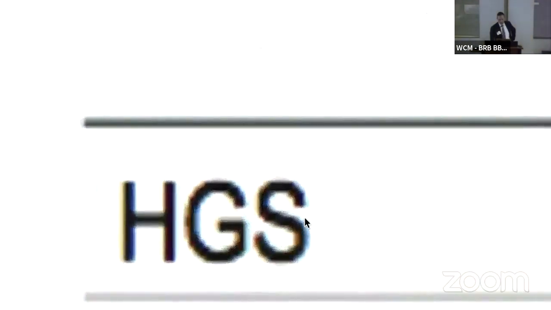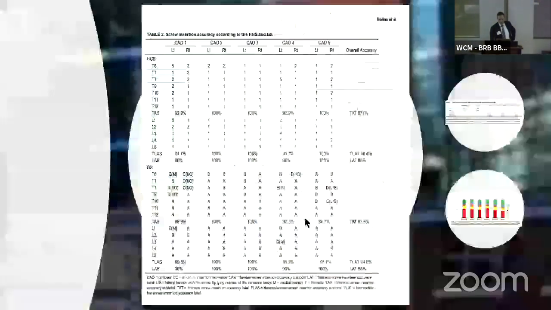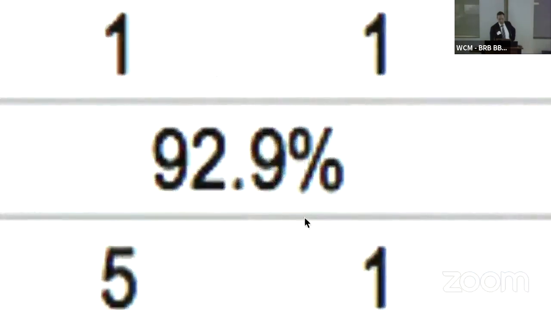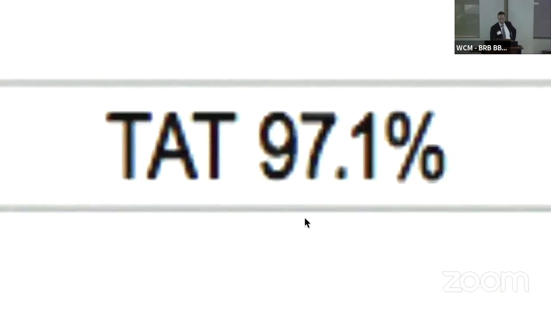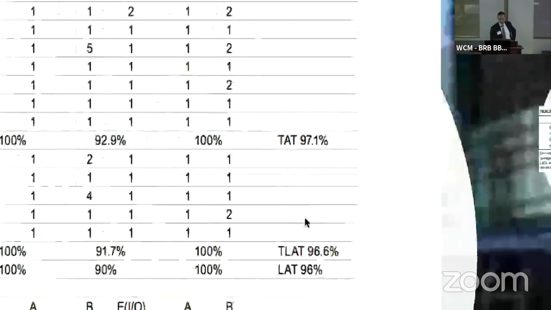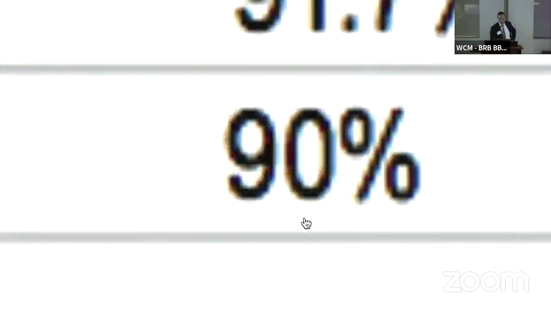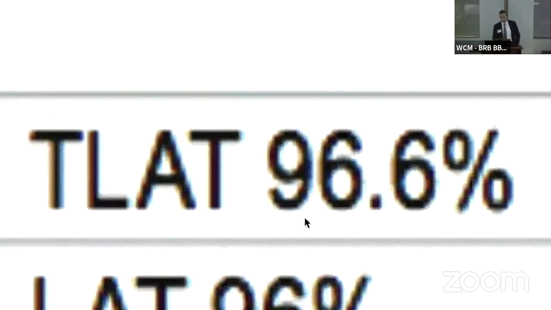So if you look at the Heary system, thoracic screw placement, the range from each surgeon, so the lowest was a 92.9% placement. The upper surgeon was 100% for an average of 97.1 in the thoracic spine. Lumbar spine, it ranged from 90 to 100. And the total using that grading system for the thoracic and lumbar was 96.6.